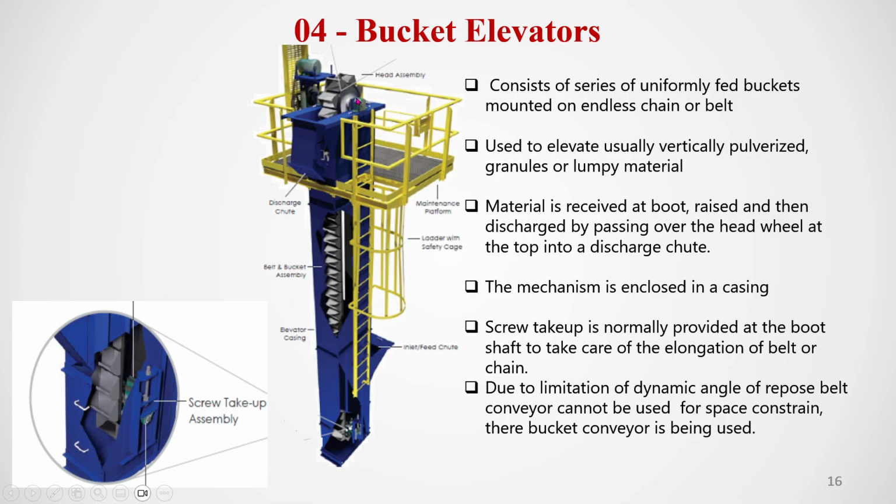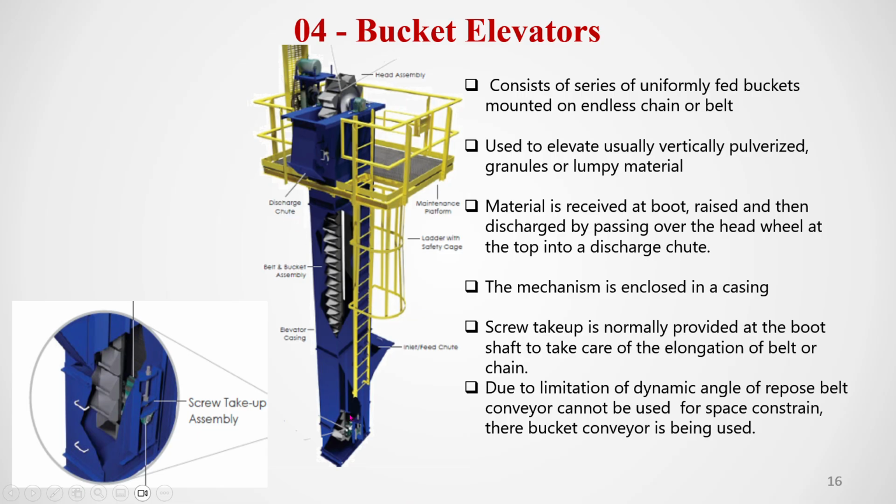If there is a space limitation, you can make it a straight one where a normal conveyor cannot be installed. In the previous slide I showed you that a bucket conveyor can be used. Material is received in the boot, and then discharged by passing over the head wheel. After passing over the head wheel, it will fall down from the discharge chute.